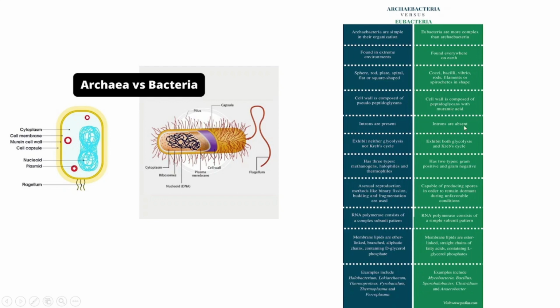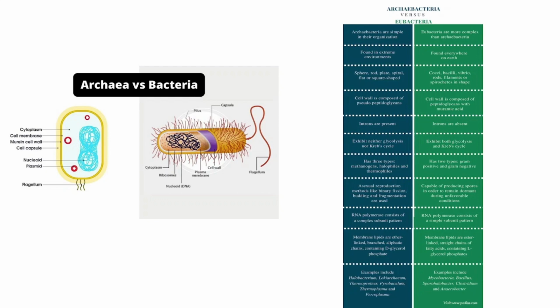The other differences: introns are present, introns are absent. These are some of the differences. If we move on to the cell wall difference, in the second last difference, we can see that membrane lipids in archaebacteria are ether linked branched aliphatic chains containing D-glycerol phosphate, and in case of eubacteria, membrane lipids are ester linked straight chains of fatty acids containing L-glycerol phosphate. Likewise, archaebacteria also do not have cellulose or chitin. The cell wall of archaeans is chemically very distinct, and the most striking difference between archaea and other living things lies in the cell membrane.